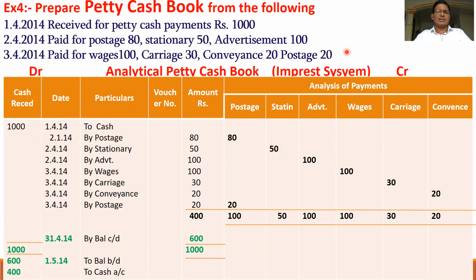This assistant cashier is going to look after the small and petty payments like stationery, postage, wages, carriage, conveyance, like that. So that petty cashier is sometimes also called assistant. Not only that, the petty cashier has to prepare the analytical petty cash book, showing how he expended the 1,000 rupees given.